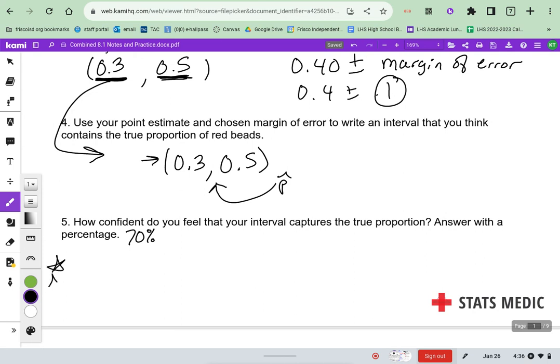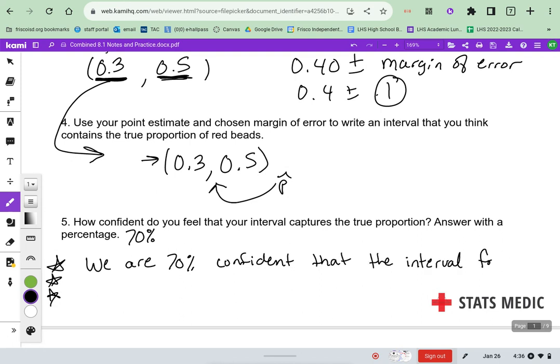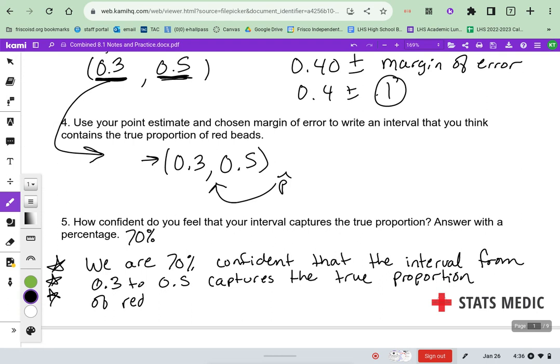So this is a super, super important interpretation. We're going to practice interpreting the confidence interval. Okay, so we're going to say we are 70% confident that the interval from 0.3 to 0.5 captures, or you could say contains, the true proportion of red beads in the bag.